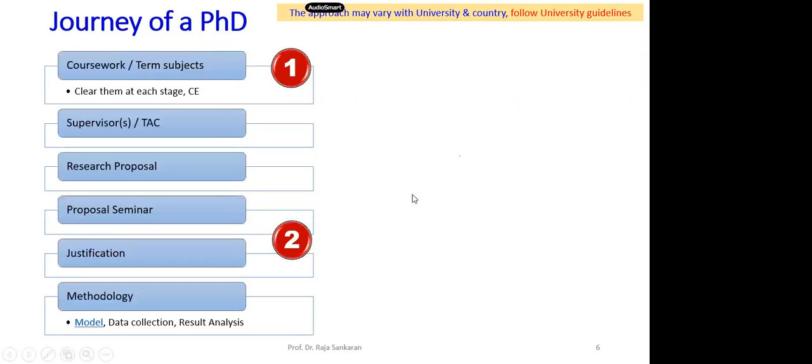So bringing up a very high level overview about the journey, the first is about the different coursework, or what we also call the different subjects that we go through in terms. How many terms, how many subjects, again, these are defined by the different universities. So do follow those guidelines. And what we are required as part of the journey is to clear them at each of the stages. There could be a comprehensive examination. Then we identify who the thesis advisory committee would be, or the supervisors, and submit a research proposal.